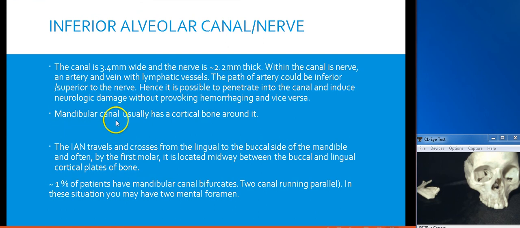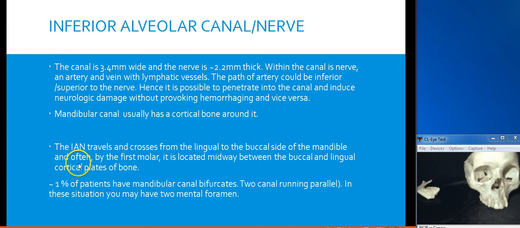The mandibular canal usually has a cortical bone around it. So when you're starting to drill, as you go through the strong cortical bone and then the soft trabecular bone, you might feel some more resistance, but I would not count on it. You still should be able to definitively know how far the inferior alveolar nerve is, but just for the sake of our knowledge here, keep in mind that the mandibular canal itself has a thin, strong cortical bone around it.